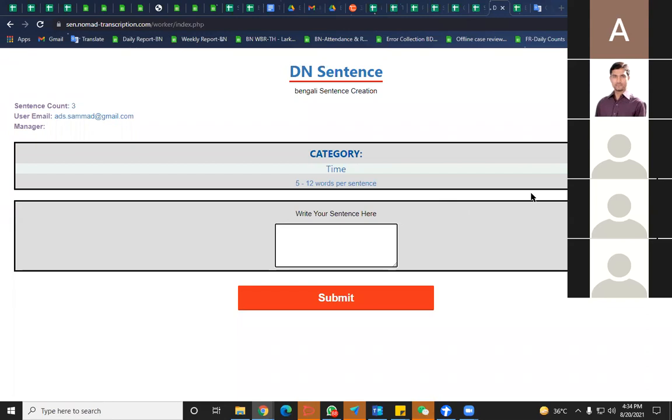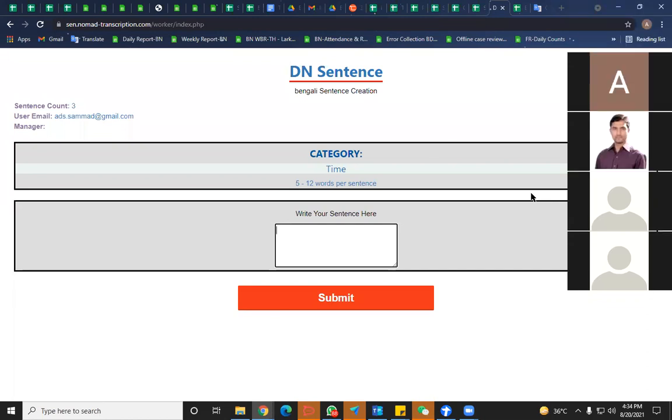If we are copy pasting, make sure to add your reference or something. Like, let's suppose I copy a sentence from the internet saying that Ali and Ahmed went to the shopping market.